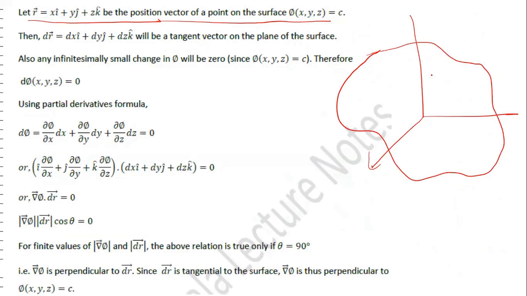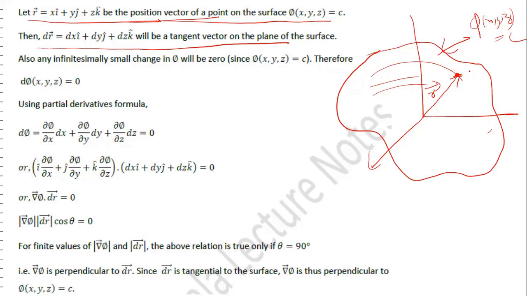Okay, arbitrary surface. So let's say we have a surface like this, and we take dr. Let r vector here be the position vector of any point on the surface, represented by phi x, y, z equal to c, which is the equation of the surface. dr will be a tangent vector to the plane of the surface. If we move to another point on the surface, dr vector will be a tangent, or parallel to the plane of the surface. Tangent to the plane means it will be a vector which is parallel to the surface.